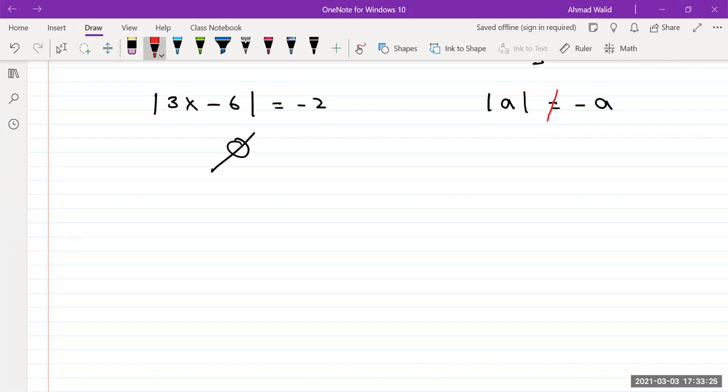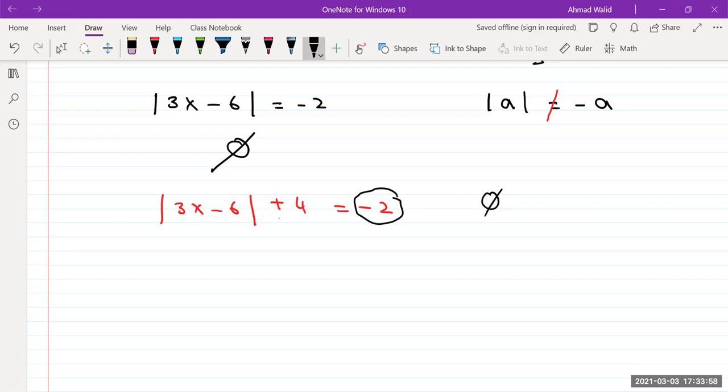But be careful, because I gave you this definition. Look at this example. Absolute value of 3x minus 6 plus 4 equals negative 2. Should I say immediately no solution? If I do this, I did a huge mistake, because my teacher told me if I have on the right side a negative number, on the left side an absolute value, the answer is no solution. No. Be careful. Look at this number outside.